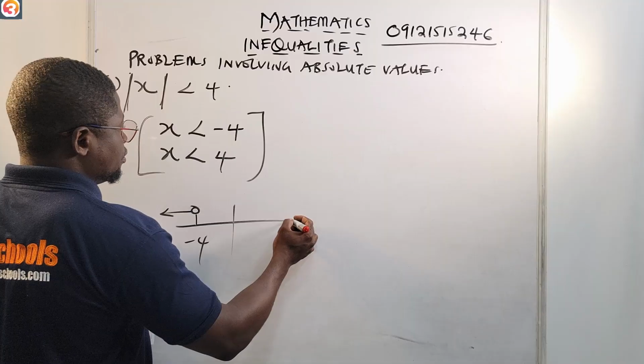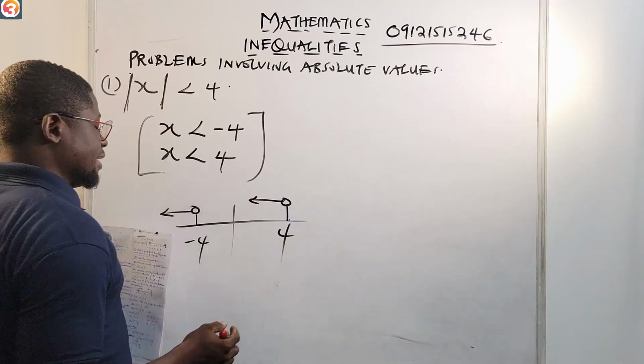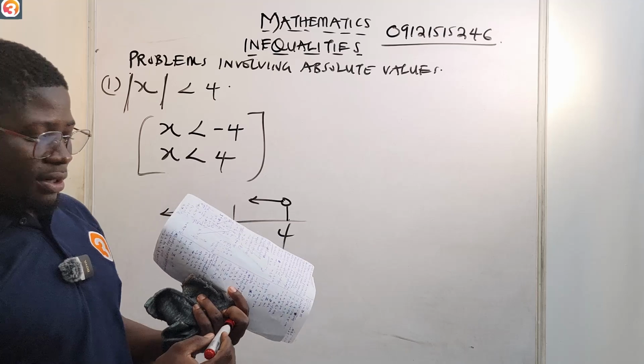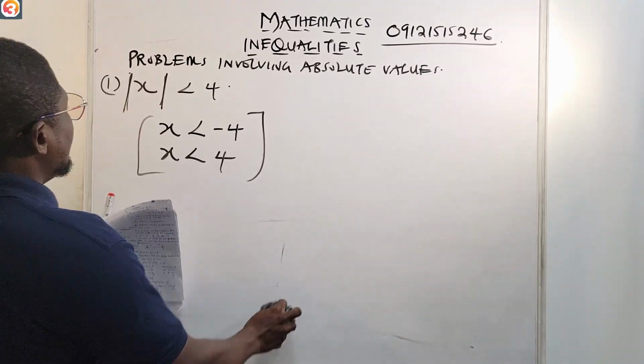Then 4 also, s is less than 4. It's not included, it's going in this direction. In your number line, this is how it will look. But we'll come to the number line very soon. Now, let us take another example.